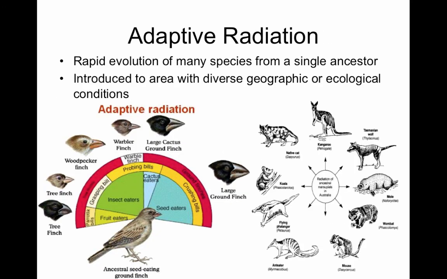Adaptive radiation is almost the plus side of extinction. So adaptive radiation is what happens when we have a rapid evolution of many species from a single ancestor. So if you have a certain species that's being introduced to an area with lots of diverse genetic or ecological conditions, they can very quickly adapt and evolve, especially if there's very little competition for different resources. 2 examples of this are the finches that Darwin studied in the Galapagos Islands, and also marsupial population in Australia.